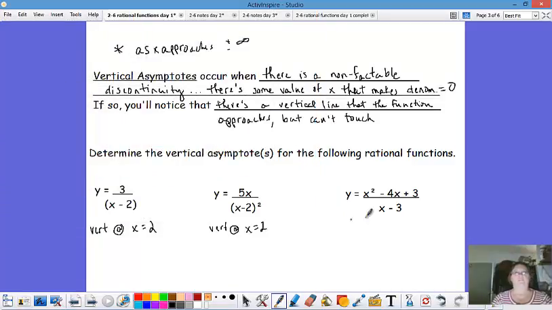Our next function, y equals x squared minus 4x plus 3 divided by the quantity x minus 3. I know that something is going to happen in this function when x is 3, but this is the first place, folks, where we are going to be able to factor the top or bottom. The last one was broken up into factors, but 5x is not divisible by the quantity x minus 2, so it didn't matter there. It is going to matter here. x squared minus 4x plus 3.